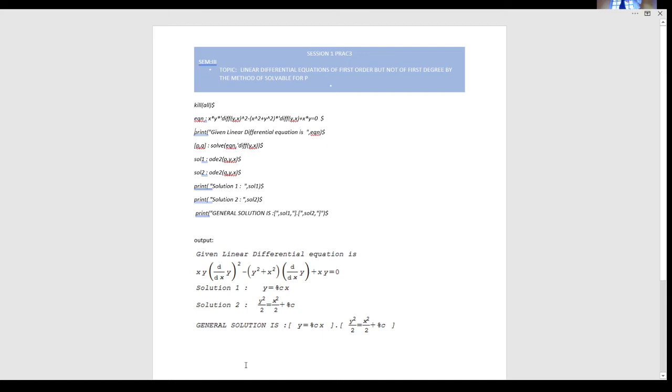Good morning, students. Today in this session, we will discuss the Maxima program for linear differential equations of first order but not first degree by the method of solvable for P.